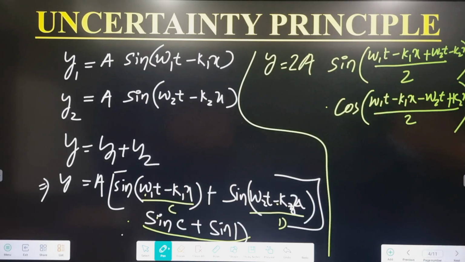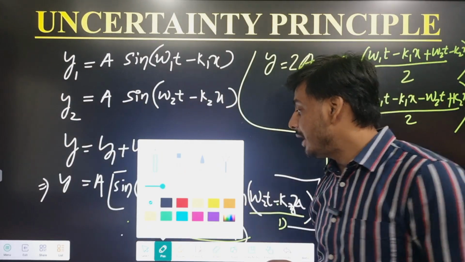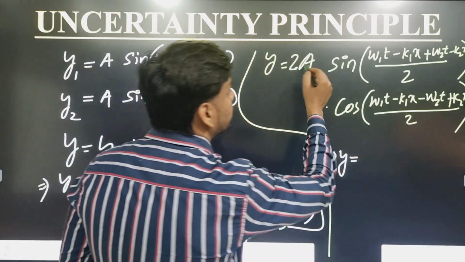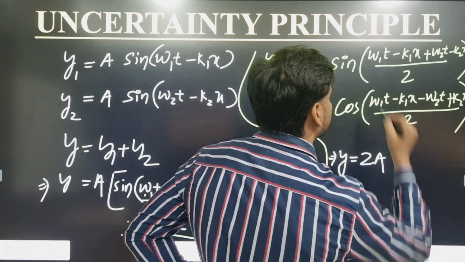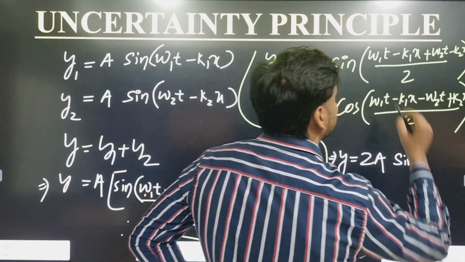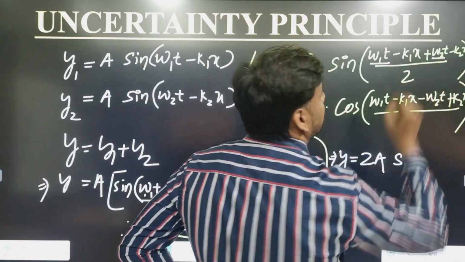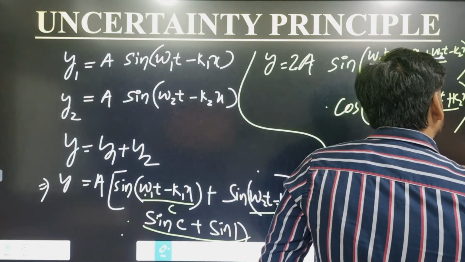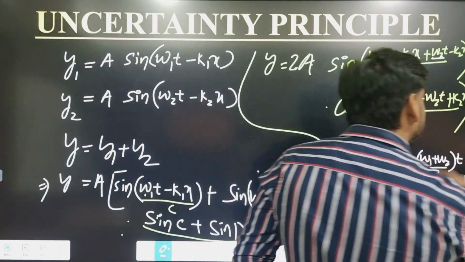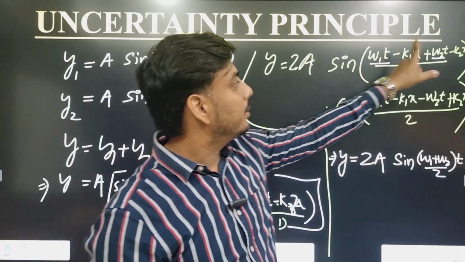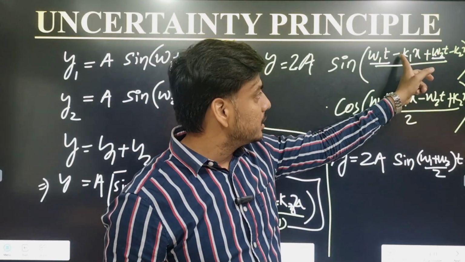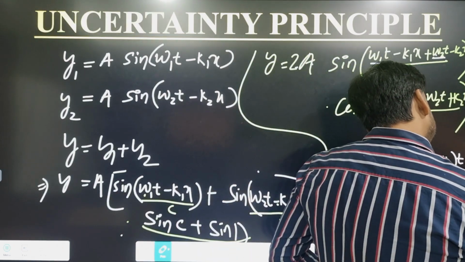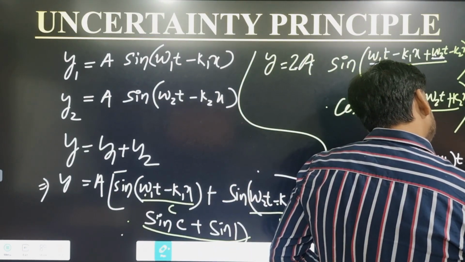This is just the sin C plus sin D formula. Now we have to rearrange that equation. This is equal to y equal to 2a, and here we can write sin of omega 1 t, omega 2 t. We can take t common, so this will be omega 1 plus omega 2 whole into t by 2, minus k1 plus k2. If we take the minus sign outside, k1 plus k2 by 2 into x.